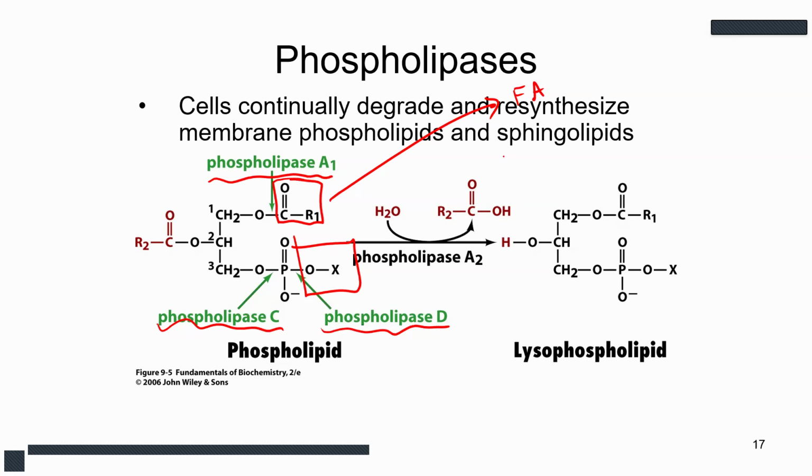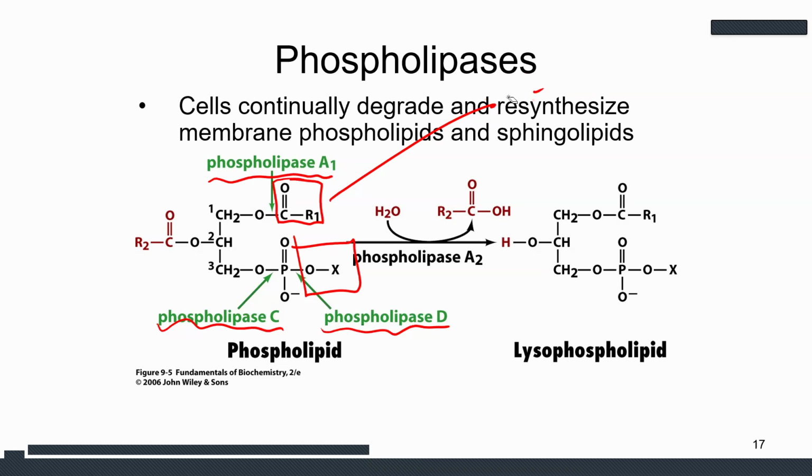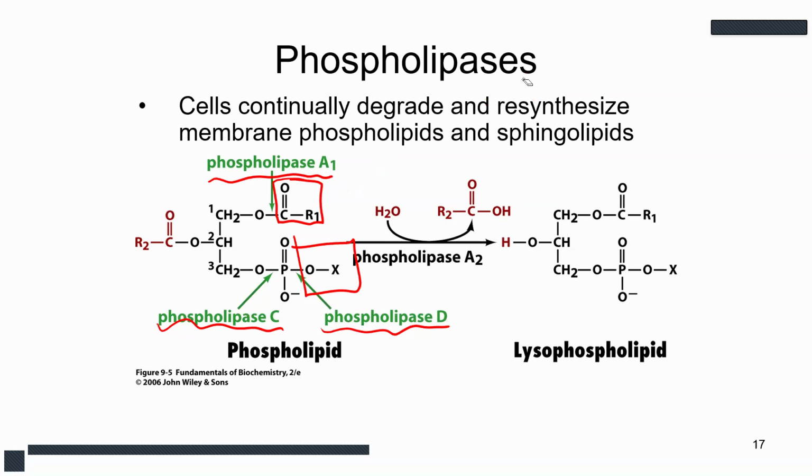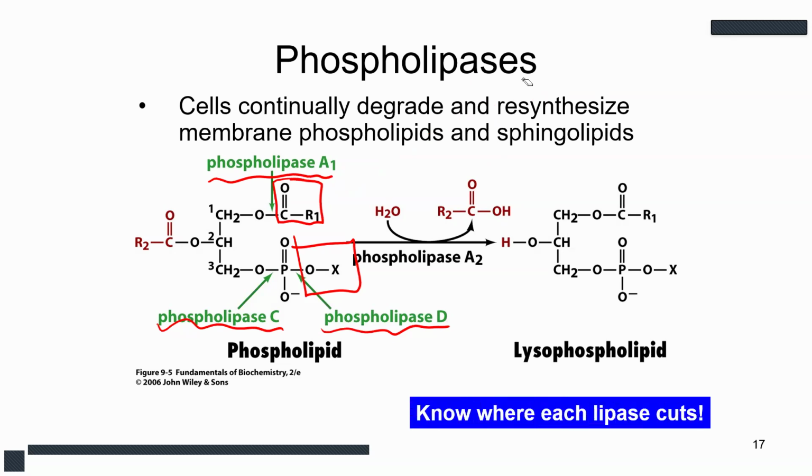Now, cells are going to continuously degrade and resynthesize membranes and sphingolipids. So these things are under constant turnover, being replaced and replenished in order to maintain a membrane with high integrity. Now, I do want you to know where these different lipases cut and what their products are.